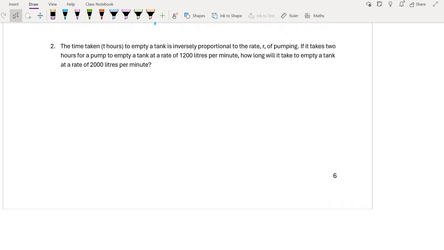Alright, this last example is quite similar. We have time, and it's inversely proportional to the rate of pumping. So time, let's make it t, inversely proportional, so following this equation, rate r, and then the next bit tells us it takes 2 hours, so t is 2, when the rate is 1200. So using that, we can find the k value, so 2 times 1200, this is the k value, which is 2400.